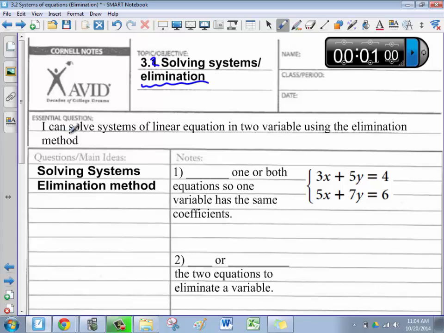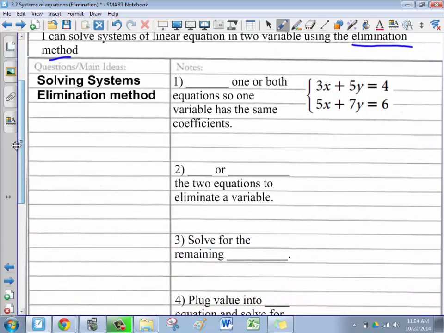By the end of this, you should be able to solve systems of linear equations in two variables, just like before, using the elimination method. Okay, let's just get right at it. Solving a system using this method. Step 1 is to multiply one or both equations so the variables have the same coefficient.